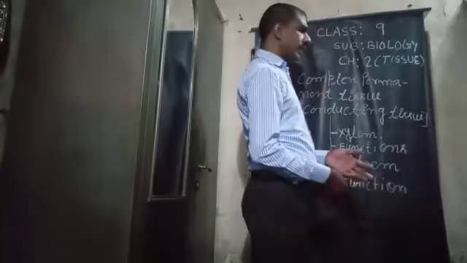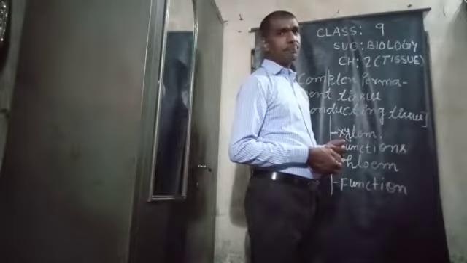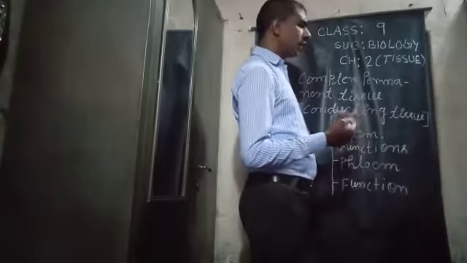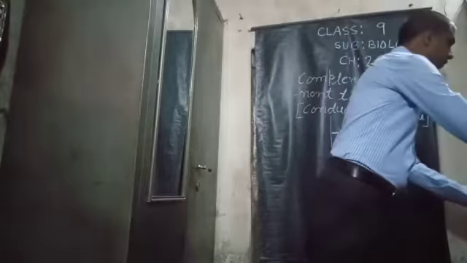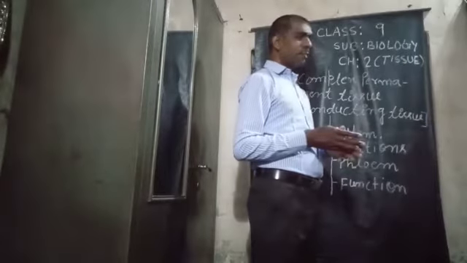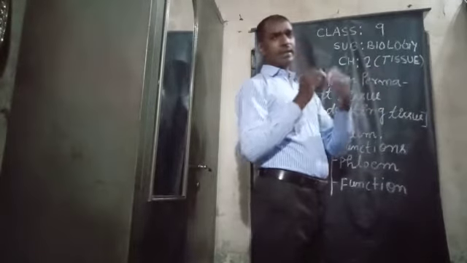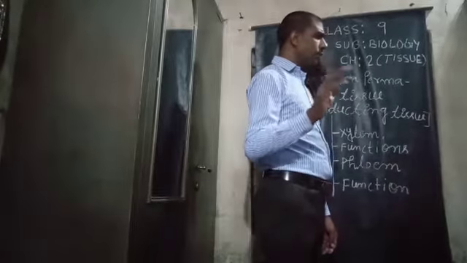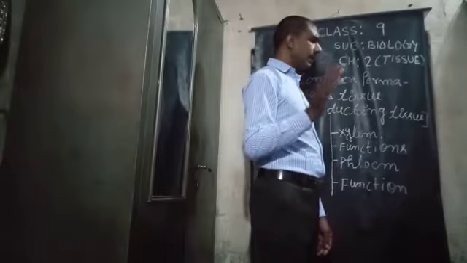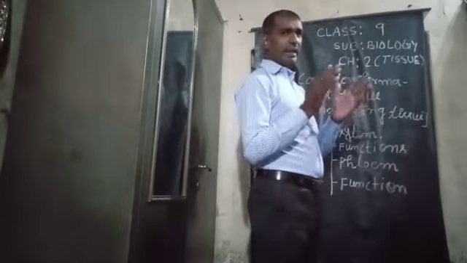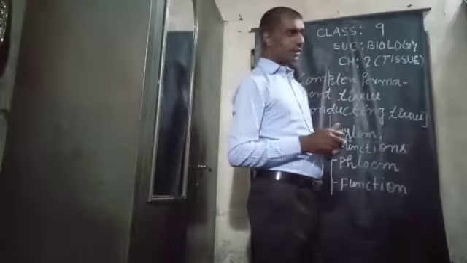Then after that, xylem parenchyma. So what about xylem parenchyma? Xylem parenchyma consists of living parenchyma cells present in xylem. These cells store food and help in the lateral conduction of water.